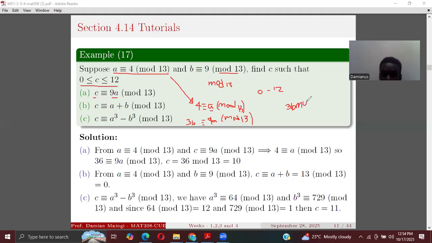That's what we were doing not too long ago. And why are we doing that? Because it told you to find C such that C lies between 0 and 12. Now this C of ours is 36, so for it to lie between 0 and 12, you have to divide by 13 because of mod 13. When you divide 36 by 13, what is the remainder? You will get 26, if I'm not wrong, and then the remaining is 10. So our C is 10. That's how you deal with it. I hope it makes sense. Clear?